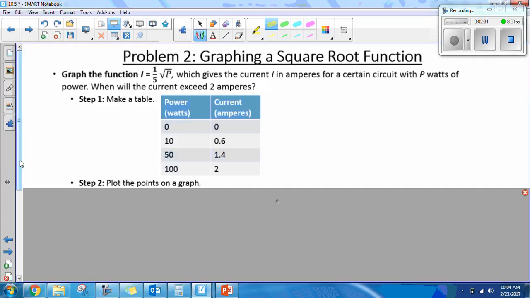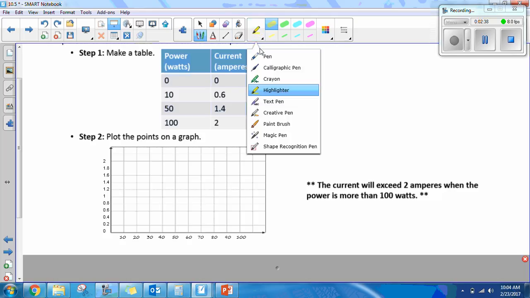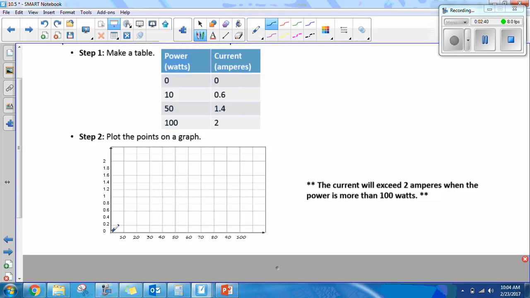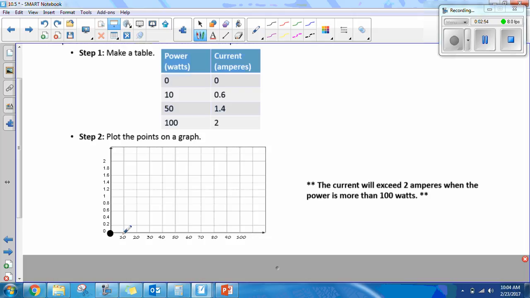We're going to plot the points on a graph. Let's see, so at 0 we have 0. Let me make that a little bit bigger. At 10 we have 0.6. And at 50 we have 1.4, and at 100 we have 2.